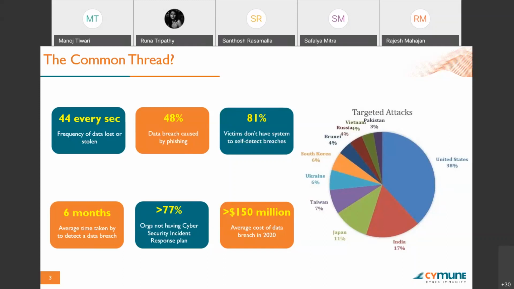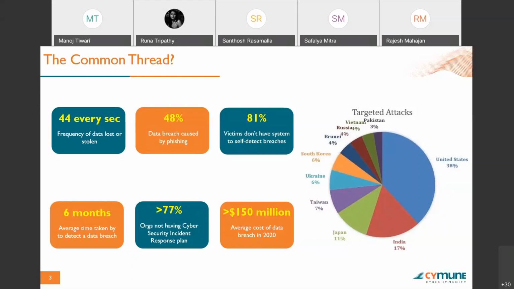So this is all about the cyber threats, and how prepared the industry is or is not. Usually the time taken to identify whether a data breach has happened is very long. And the average cost of a data breach is huge.